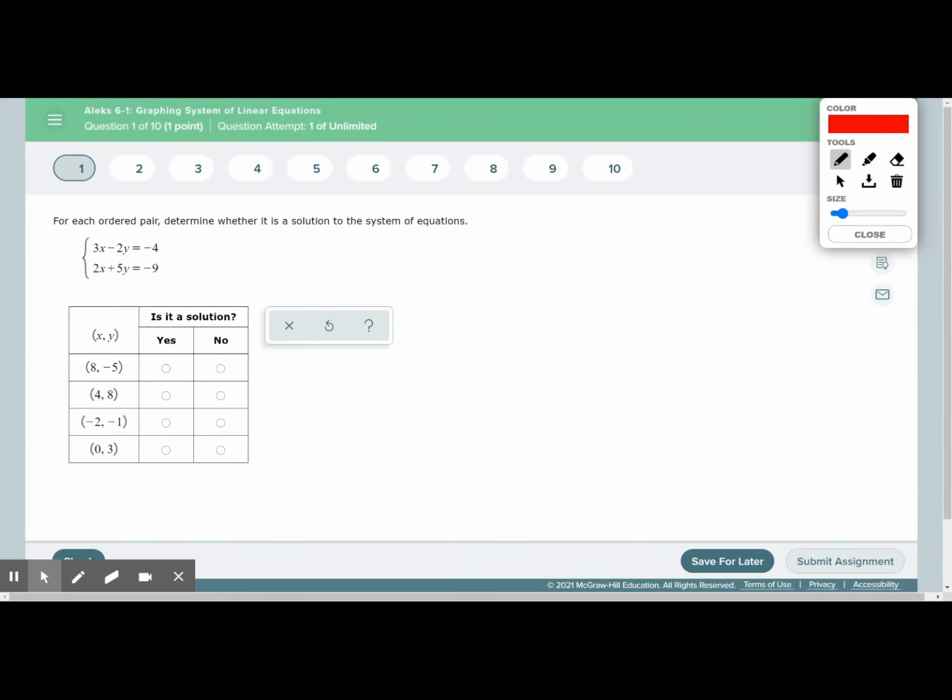In this video, I'm going to walk you through ALEKS 6-1, graphing the system of linear equations. We're going to start with problem number 1. For each ordered pair, determine whether it is a solution of the system of equations.